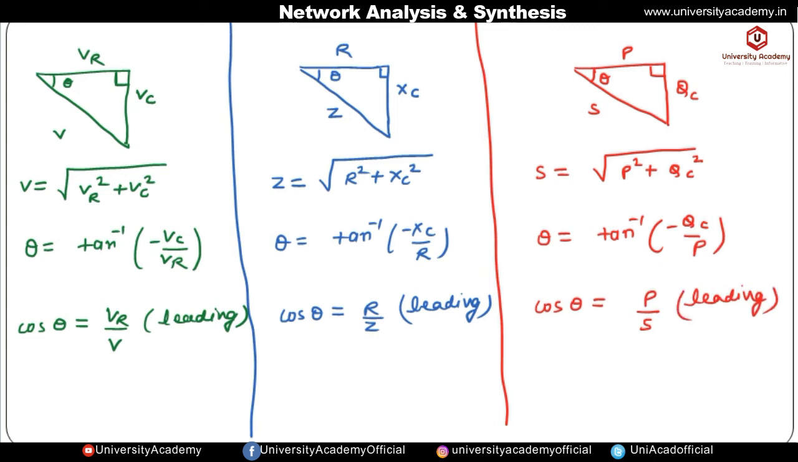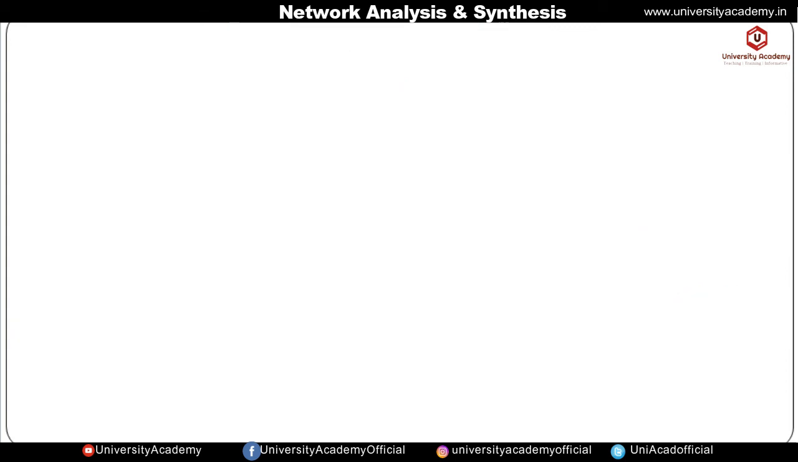Now let us find out the power expression in case of series RC circuit. So power, that is average power, is given by 1 by T integration from 0 to T of p(t) dt. So it will be equal to 1 by T integration from 0 to T, and the power can be written as v(t) into i(t) into dt.